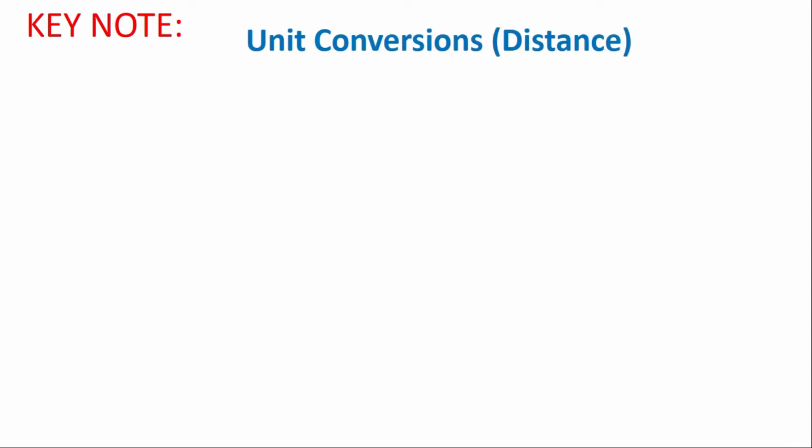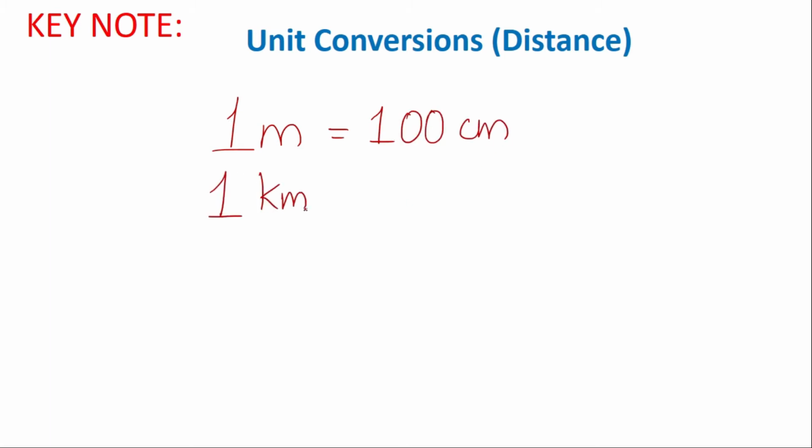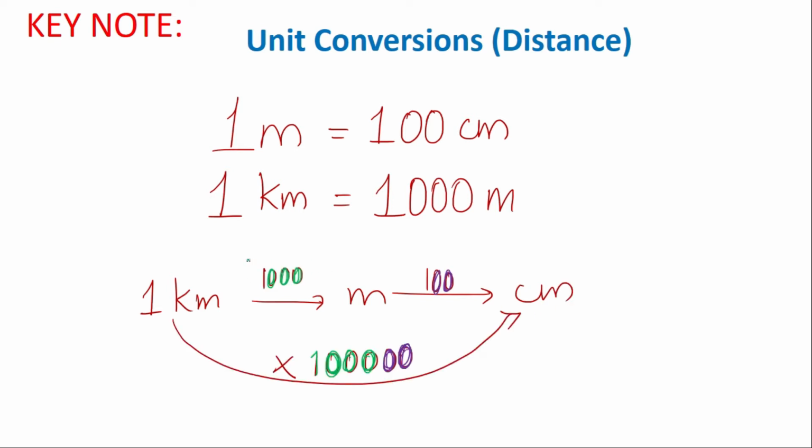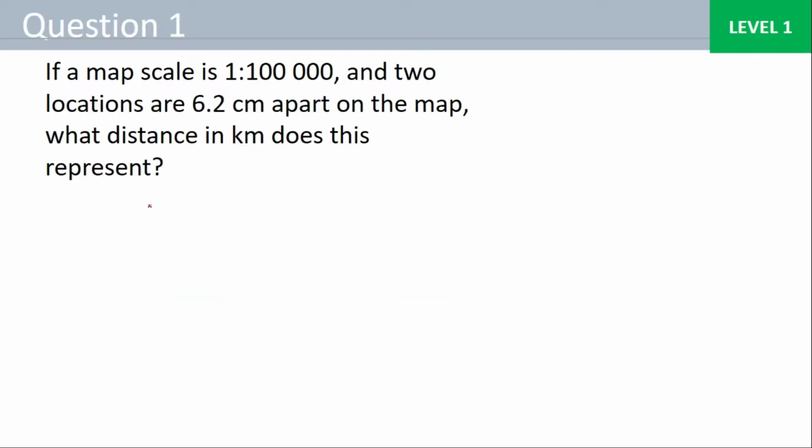The next concept that you should be familiar with is the unit conversions. 1 meter is 100 centimeters. 1 kilometer is going to be 1,000 meters. If you want to change from 1 kilometer straight to centimeters, 1 kilometer is equal to 100,000 centimeters.